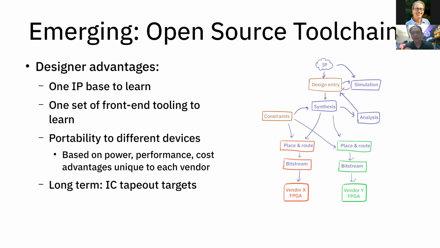And then, of course, in the very, very long term, you could imagine we could eventually target IC tape outs. So full custom silicon, once you already have the RTL and so forth, there's no reason why it couldn't also plug into the back end that does place and route and GDS2 tape out at the end of the day.